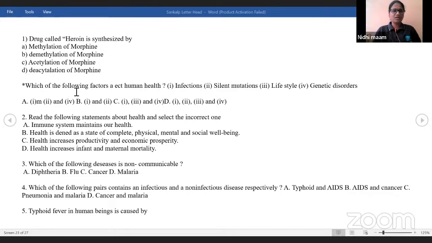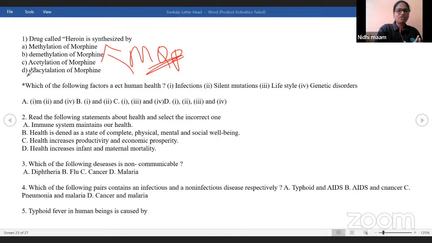Next question. The first question has been asked in this year's model question paper. So next one, which of the following factors act on human health?